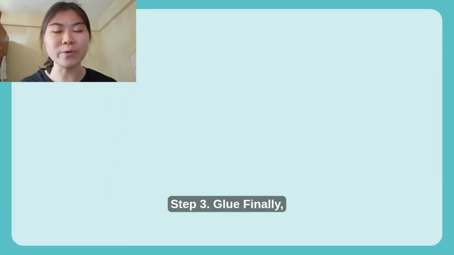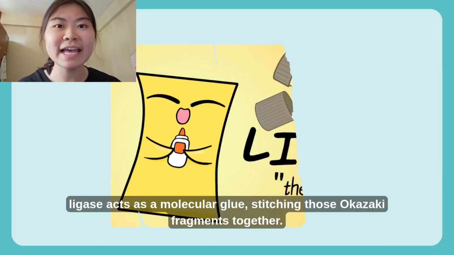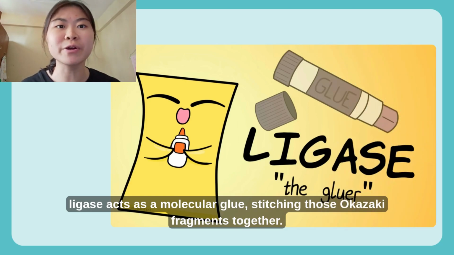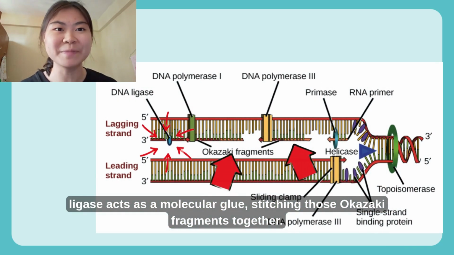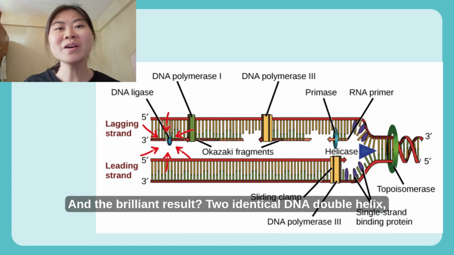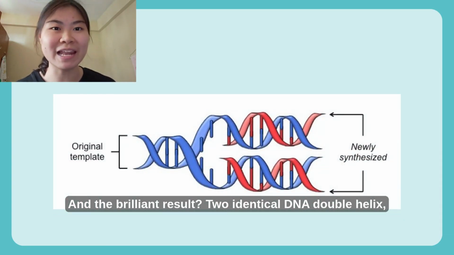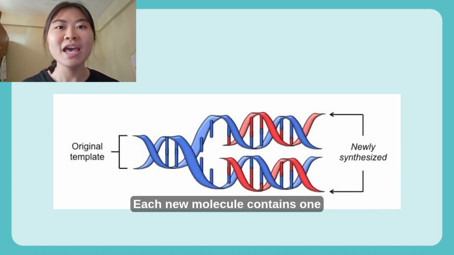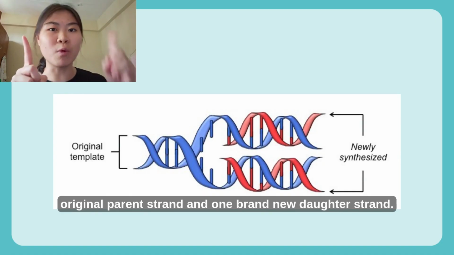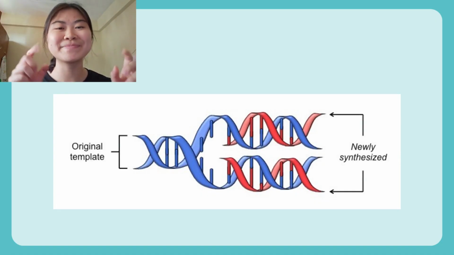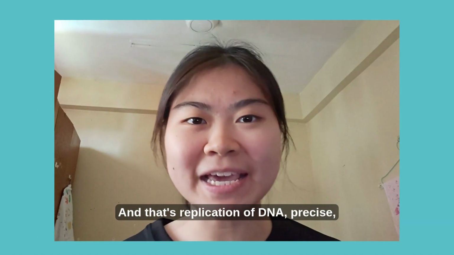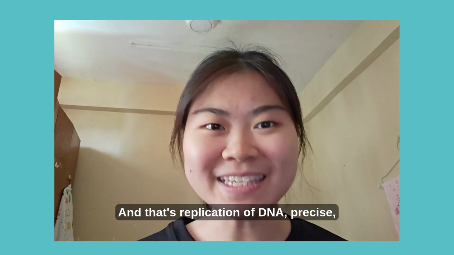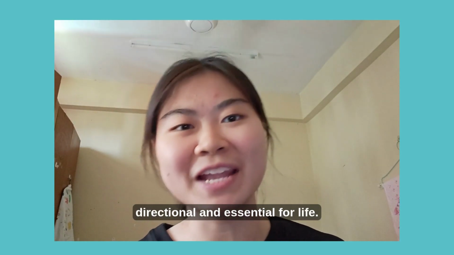Step 3. Glue. Finally, ligase acts as a molecular glue, stitching those Okazaki fragments together. And the brilliant result? 2 identical DNA double helices, following the semi-conservative model, are formed. Each new molecule contains 1 original parent strand and 1 brand new daughter strand. And that's replication of DNA, precise, directional, and essential for life.